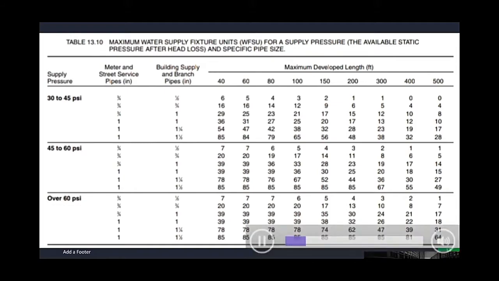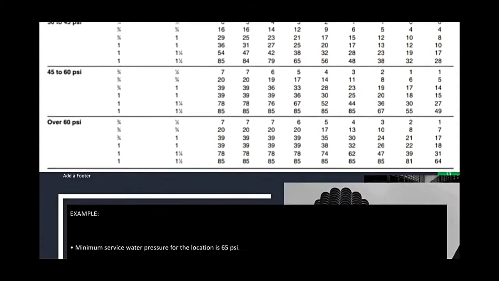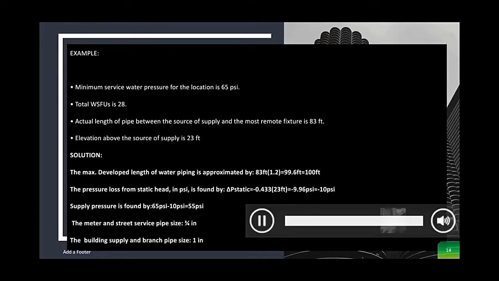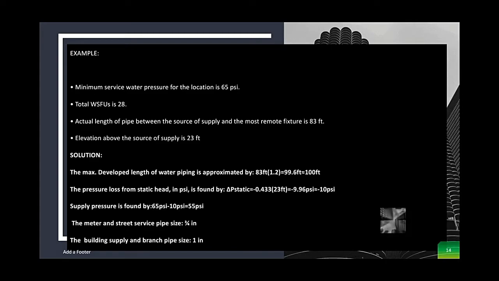Ito naman yung table 13.5 na tinutukoy dun sa step 5 kung saan dito titignan yung sizing ng pipe at saka yung length. So we have sample problem here. Using the WSFU design table method, determine the minimum meter and distribution pipe sizes.